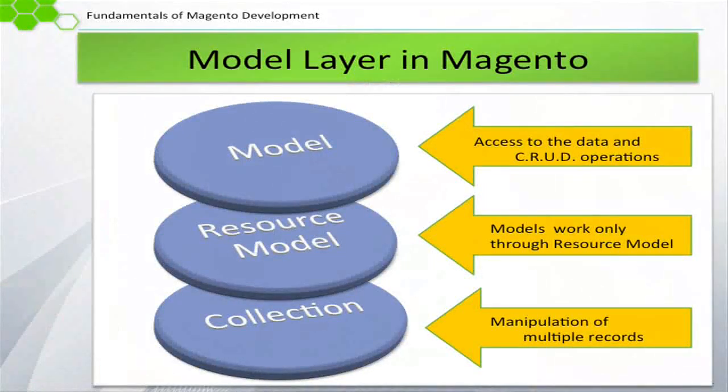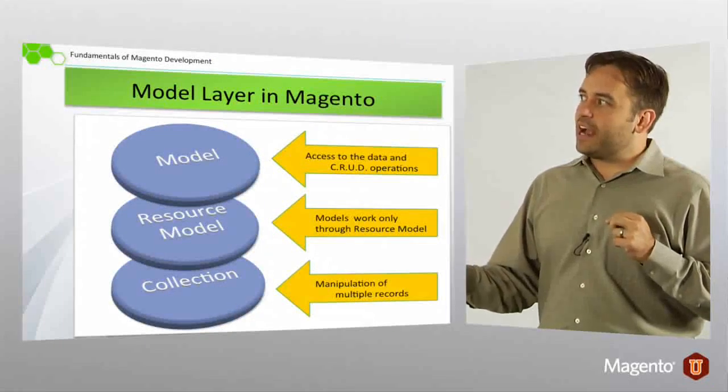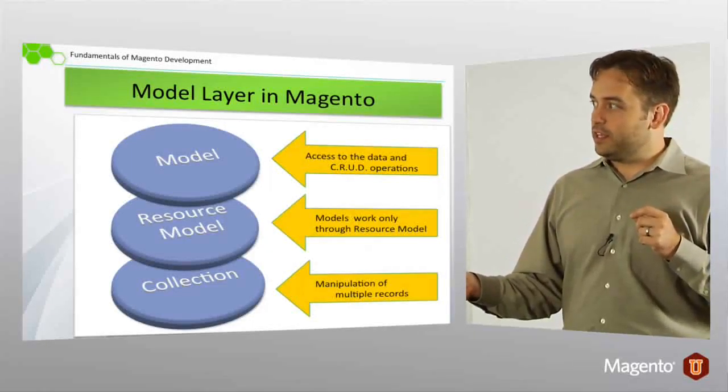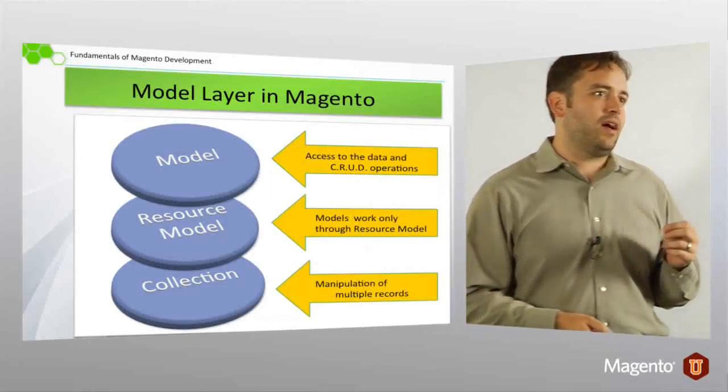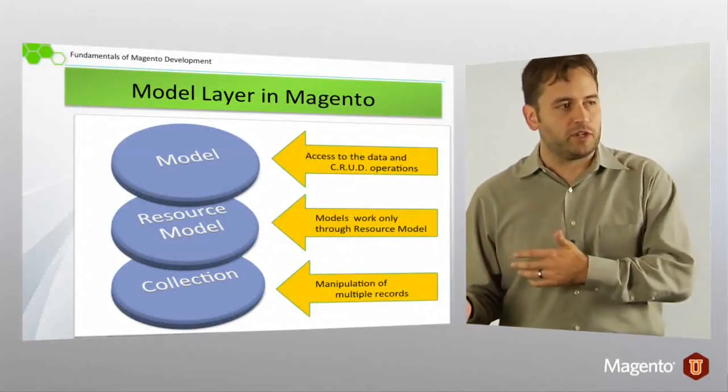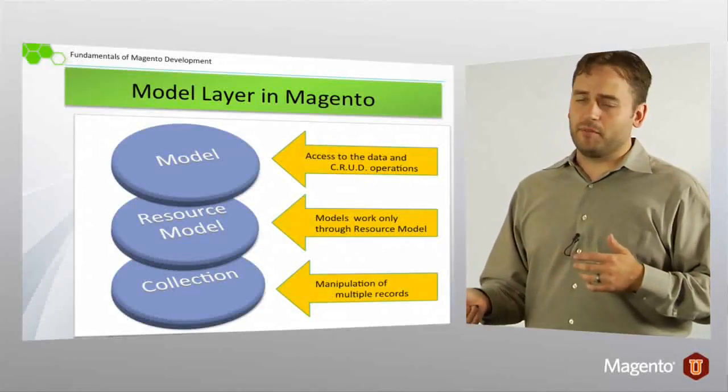So how would we have access to that in Magento? Well, Magento uses this three-tiered approach for models. So the model, what we refer to as the entity model, gives us access to our create, read, update, and delete operations. And that actually is done through the resource model, because the resource model is the class that knows how to talk to the data store, how to talk to the database adapter, to get information.